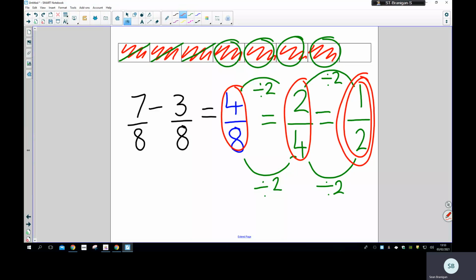I could have done it differently. I could have divided by 4 at the start, and that would have given me the answer. Instead, I divided by 2 and then divided by 2 again. So I know some children don't know their 4 times table. If you do, great.